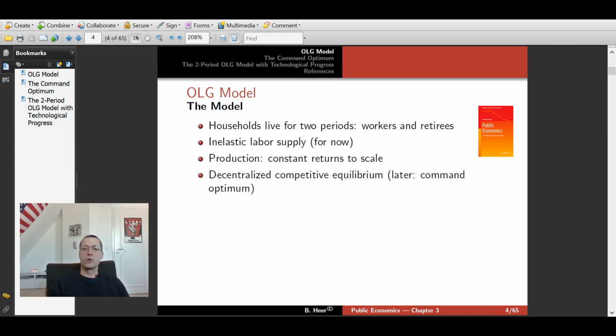We have a production function that uses labor and capital, and we assume constant returns to scale, and we consider a decentralized competitive equilibrium. So in this case, if we have constant returns to scale and we have competitive labor, factor, and goods markets, you know that equilibrium profits are equal to zero in this economy and that the factor prices, wages and interest rates, are equal to the marginal products of labor and capital, respectively.